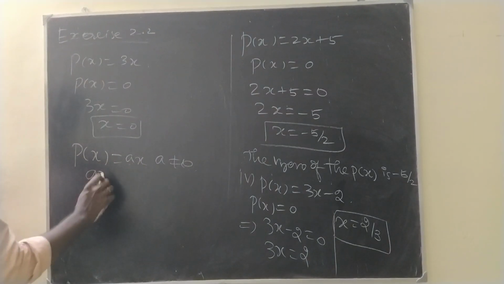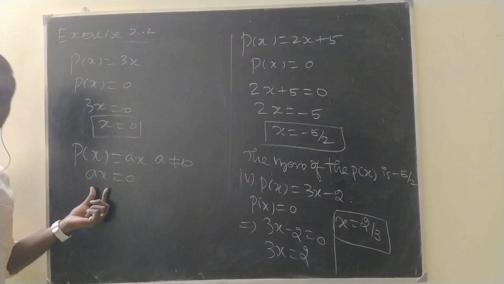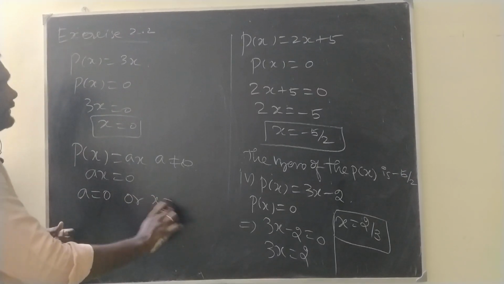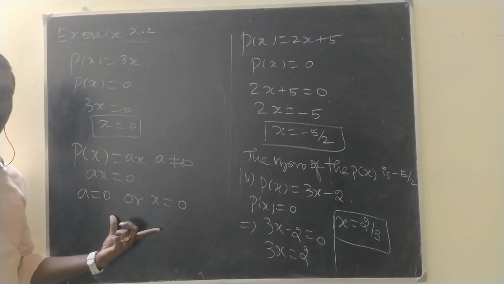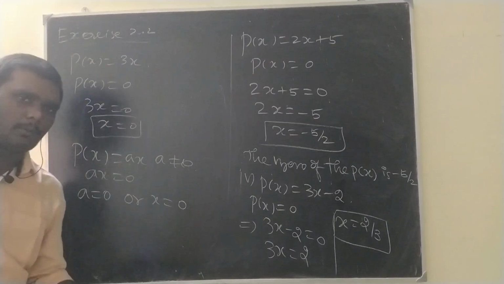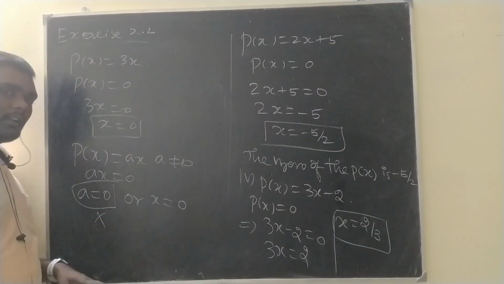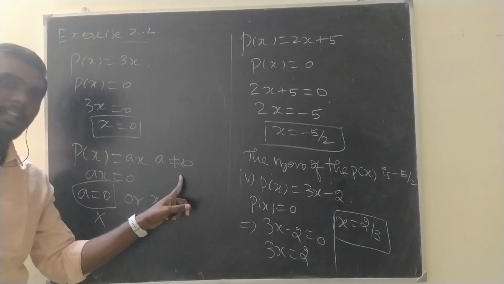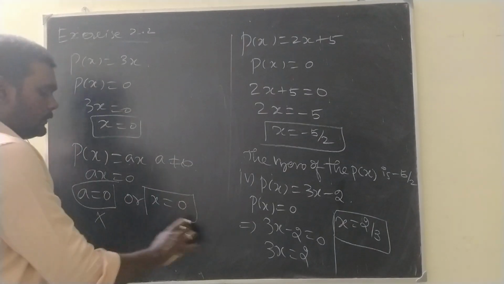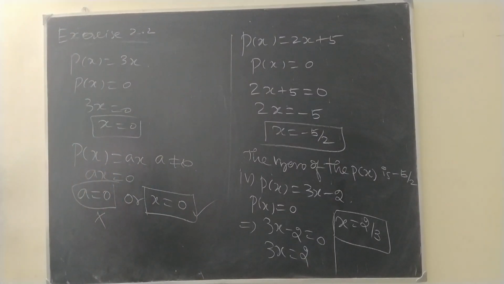See here, ax equals 0. When the product of two things is equal to 0, we may conclude that either the first one equals 0 or the second one equals 0. Both are possible, because when the product of two things is 0, one of them must be 0. Now, this a, clearly it is not 0. This case is not even possible, because in the question itself they mentioned a is not 0. Then which is the only possible case? X equals 0. It is the possible case, and that is the zero of this polynomial. Okay.